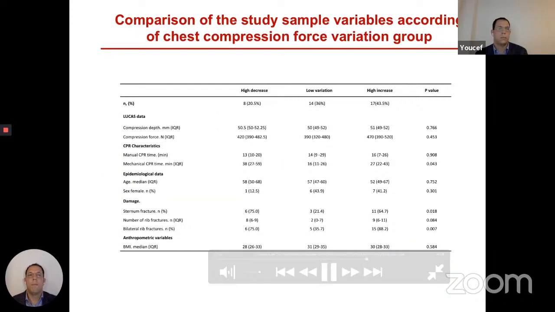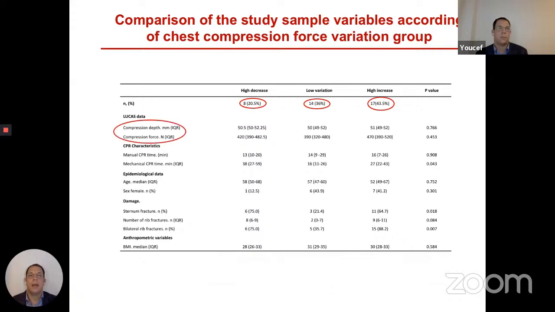Now, let's take a look at the comparison of the study sample according to the force variation. 39 patients were included. 43.5% of the sample presented high increased force variation, followed by 36% with low force variation, and 20.5% with high decreased force variation. Regarding differences, there were none in compression depth and in the compression force between groups, nor regarding sex and age. The incidence of external fractures was higher in the higher force variation groups. Median fractures were 8 and 9 in the high force variation groups, and 2 in the low force variation group. The incidence of bilateral fractures was higher in the high force variation groups.